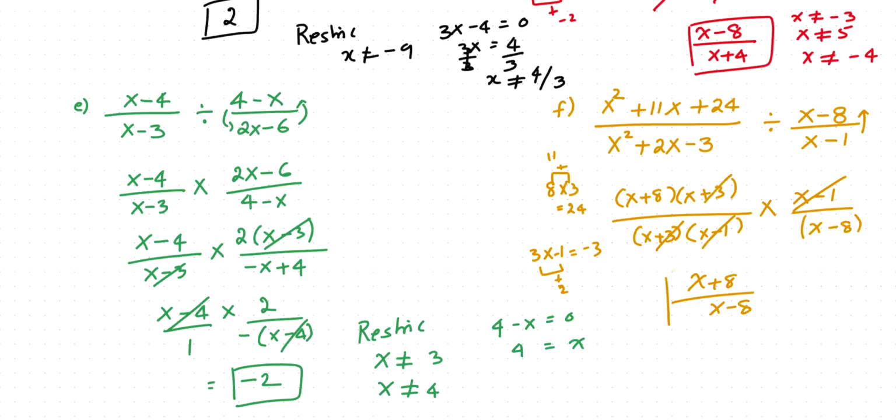Now here the restrictions are. So for each factor we solve, x should not be equal to negative 3. x should not be equal to positive 1. And here x should not be equal to positive 8. Because for all these values of x, the denominator will become 0. So we have to find restrictions for each denominator, whatever the x value is.